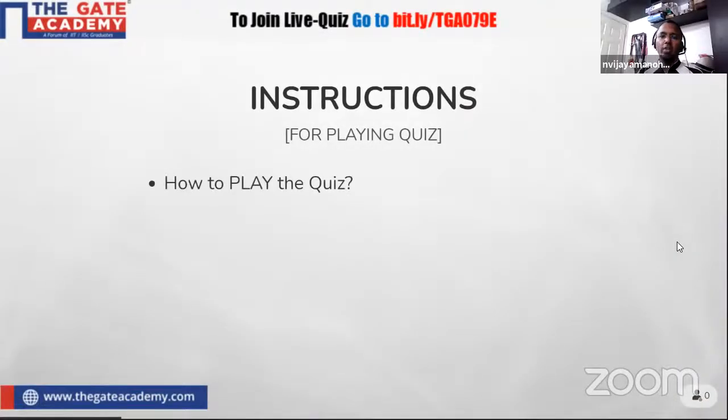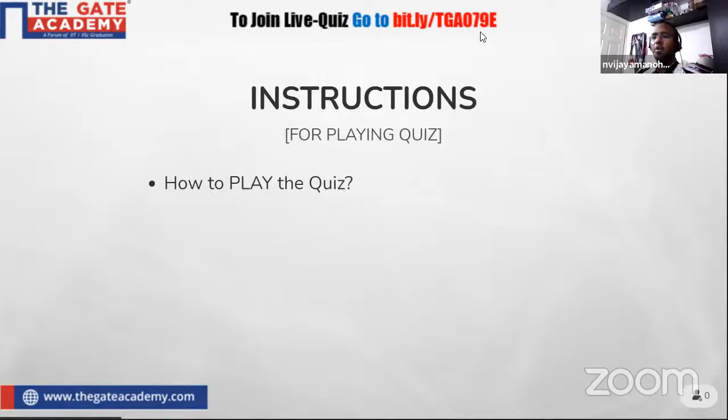So we will quickly look at the instructions for playing this quiz. You will be given 5 very interesting questions. Each question is going to be timed. You will get approximately 2 minutes for a question. The link to join the quiz is given here: bit.ly/tga079e. This is the link to join the live quiz. Please, I request all of you to join this quiz and take participation in this.